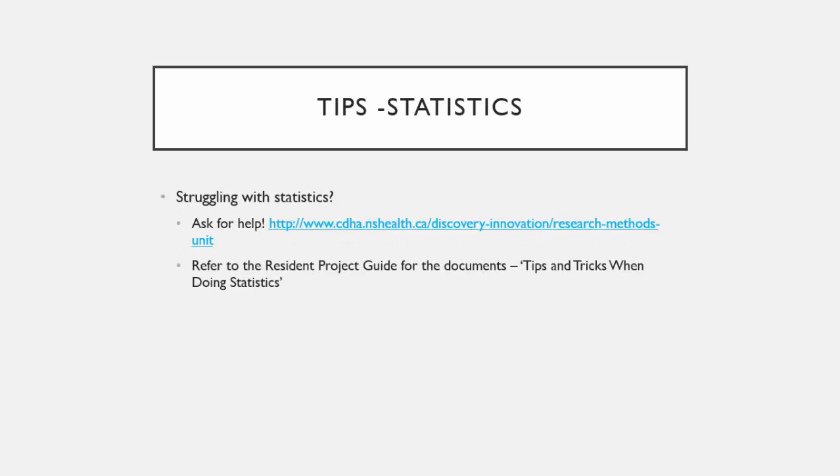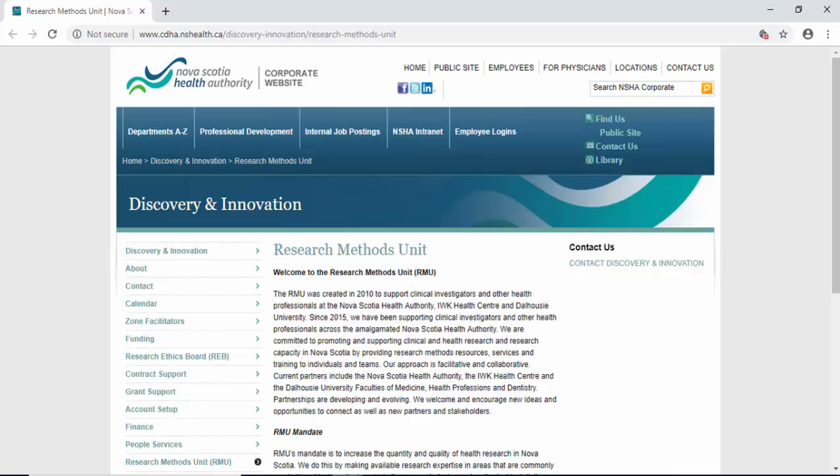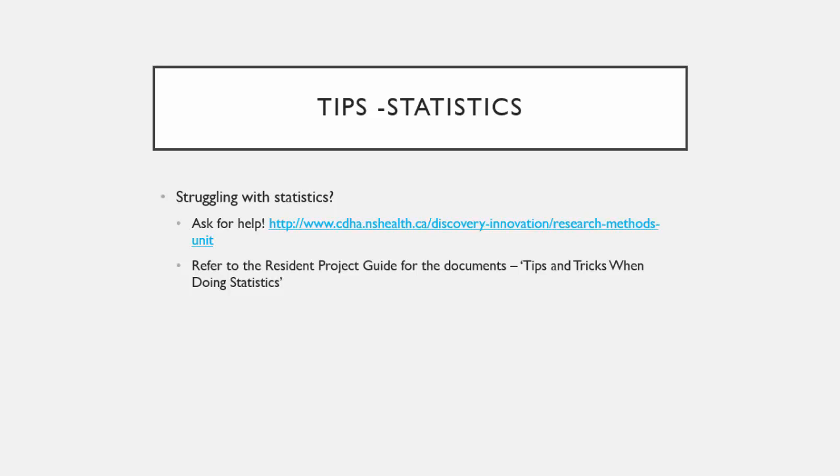We often hear from faculty that they'd like a bit of help marking papers with regards to statistics. So if you're struggling, you can always ask for help. So this hyperlink will take you to the next page. It's the Research Methods Unit through NSHA, and that can be a useful resource. As well as you can look at the Resident Project Guide, as there's a tips and tricks when doing statistics. So it's meant for residents performing the statistics, but it's also a nice review for a reviewer who would be looking at how they did their statistics. You also can reach out to project coordinators, and we can point you in the right direction if more help is needed.